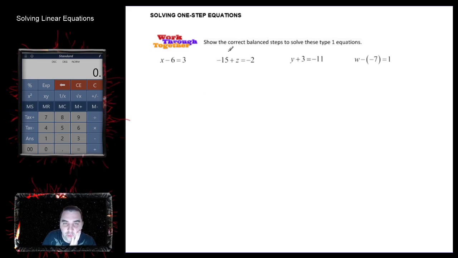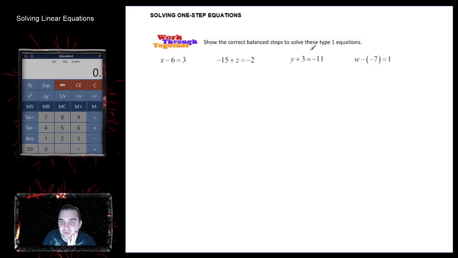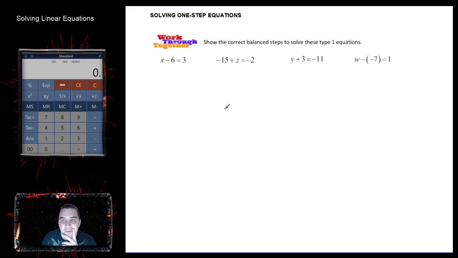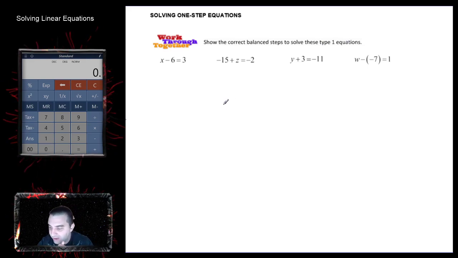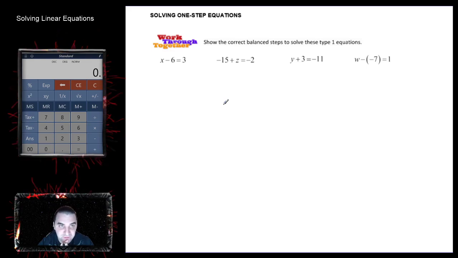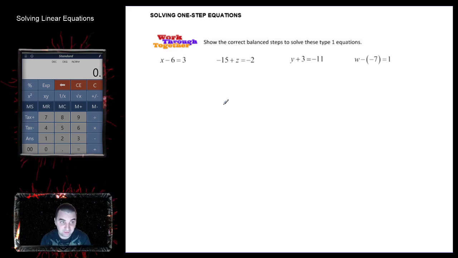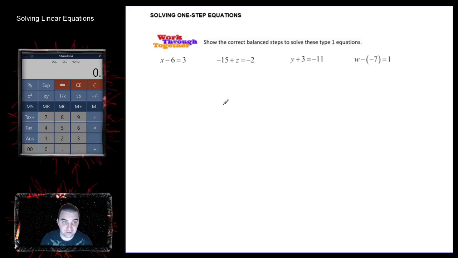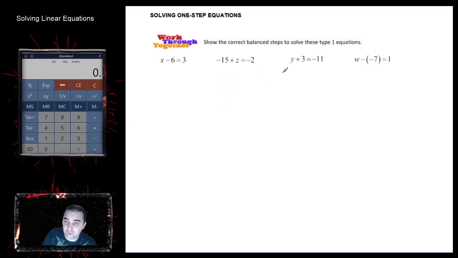Okay. Solving one-step equations. It says, show the correct balanced steps to solve these type 1 equations. All right, remember all that stuff we've been doing in the past about opposite operations? That's all this is. Solving one-step equations is review from 7th grade. This should be very easy for you. You don't even have multiplication right here. These are all just addition and stuff. So it should be cake right now.